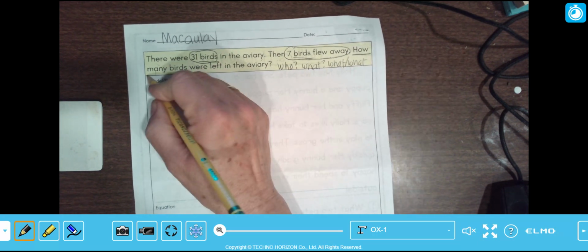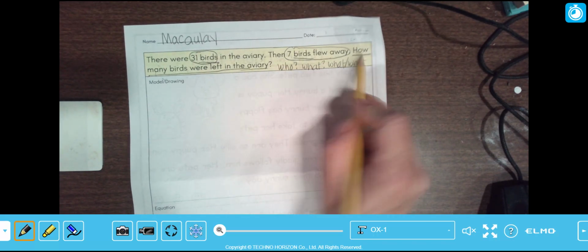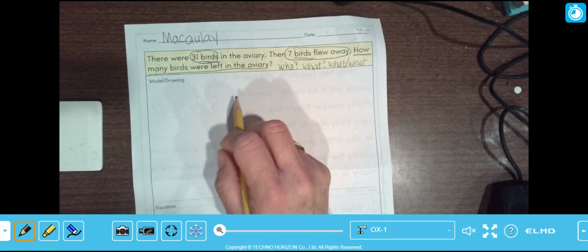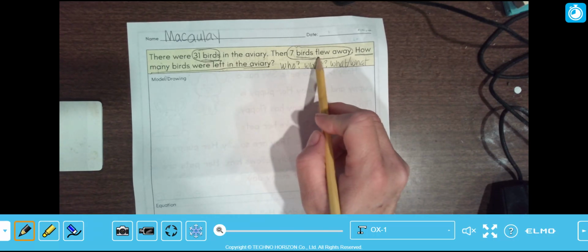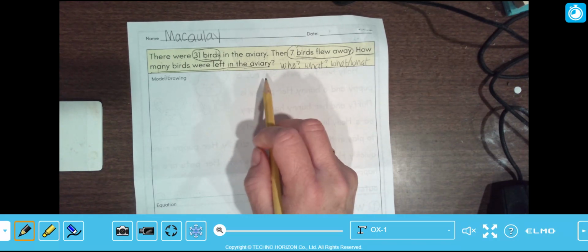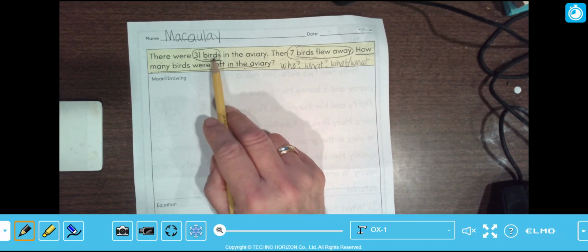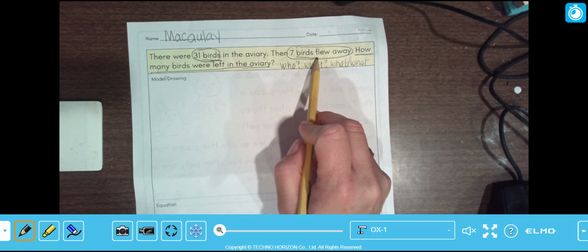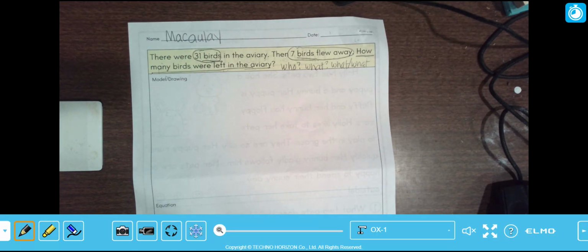That I don't know. So I'm going to underline the question. How many birds were left in the aviary? That's what I want to find out. The birds that were left. Okay? Now, how do I solve this problem? So I know that there were 31 birds and I know 7 flew away. So I want to know how many were left. So I'm going to have to subtract, right? Because the answer is going to get smaller than 31 birds. There were 31 at the beginning, but then 7 flew away. So that means some of them are going to be gone. So that means I'm going to have to subtract. So that's how I'm going to solve it.